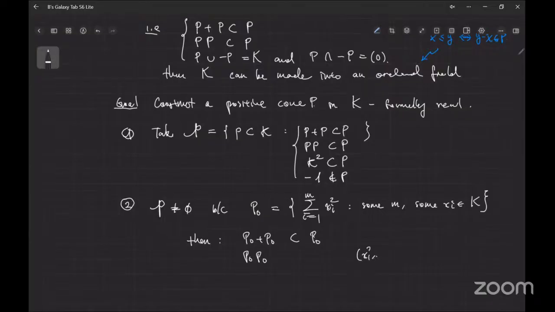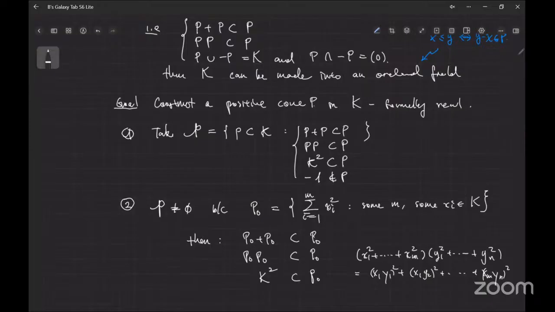like x1 squared plus dot dot dot plus xm squared, times y1 squared plus dot dot dot plus yn squared, then by distributing, you get something like (x1 y1) squared plus (x1 y2) squared plus dot dot dot plus (xm yn) squared. You get another finite sum of squares. So P0 is closed under product. It consists of all sums of squares, so certainly it consists of all squares because you just take singleton elements.